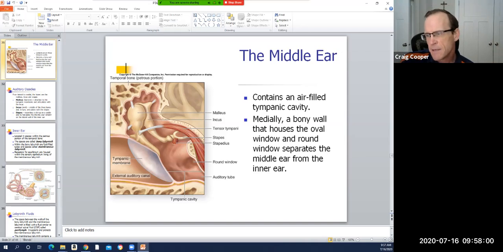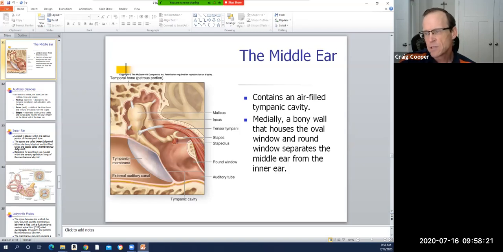Now, I don't really see the hammer that much. I don't really see the anvil that much, but those are the nicknames of these bones. The malleus is the first one that's attached directly to the tympanic membrane. The incus is the middle one. And then the stapes does look kind of like a stirrup. So that one makes a little bit more sense visually to me.